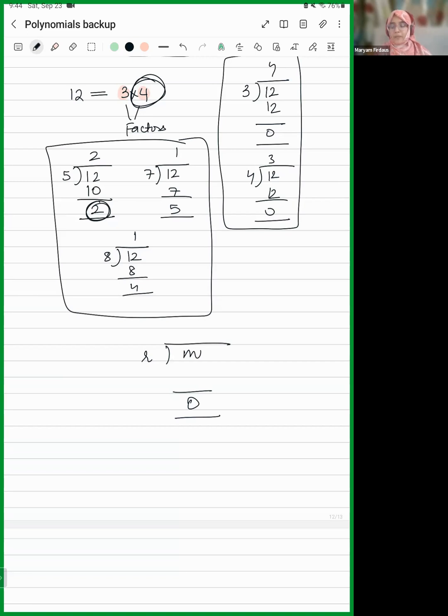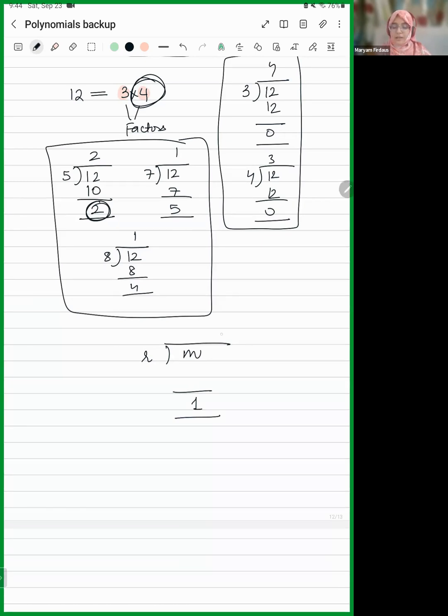Very good. So if, let's say over here, I had a remainder, let's say 1. Now, can you tell me, Riaz, the relationship between R and M? It's not a factor. Very good. So here R is not a factor of M.